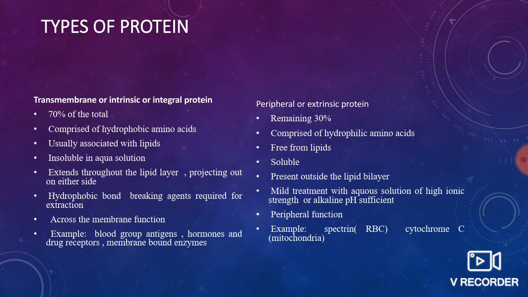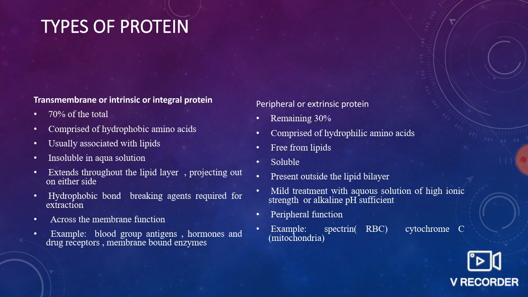There are two types of proteins, transmembrane protein and peripheral protein. This classification is based on the degree of association of proteins with the membrane. Transmembrane proteins constitute 70% of the total membrane protein, while the remaining 30% is peripheral protein. Transmembrane protein is comprised of hydrophobic amino acids, while peripheral proteins are comprised of hydrophilic amino acids.